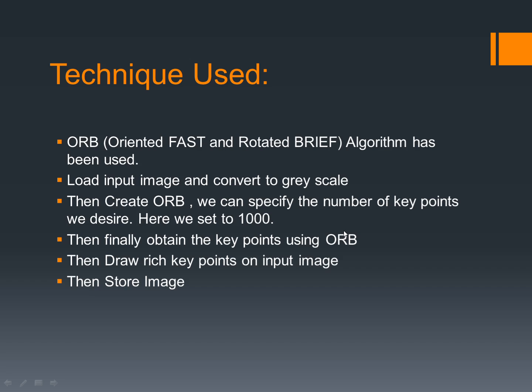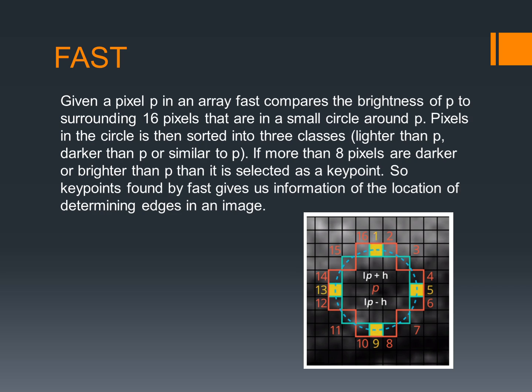And then finally the ORB method was used to detect them, and then we just plot them on the input image and we stored it. So how did we do so? How did we find this ORB? How did this FAST algorithm come into existence? Let's move on. So what does FAST do?